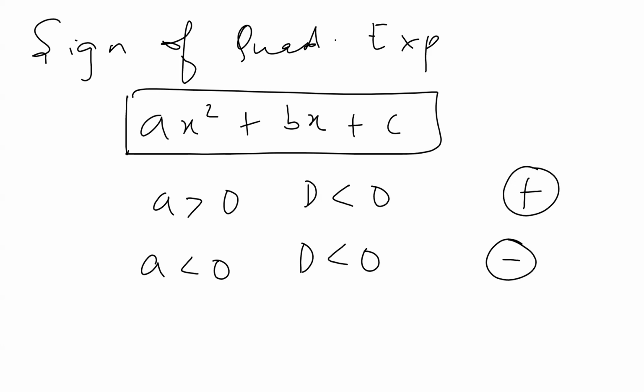So first case and second case I have given you. A greater than 0, D lesser than 0, the quadratic expression is positive. A lesser than 0, D is delta, guys, D is delta. Delta is equal to B square minus 4AC, okay? And if A is lesser than 0 and delta lesser than 0, then it is negative, okay? So two examples to clear the concept.